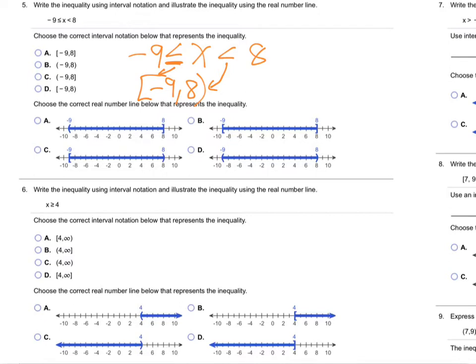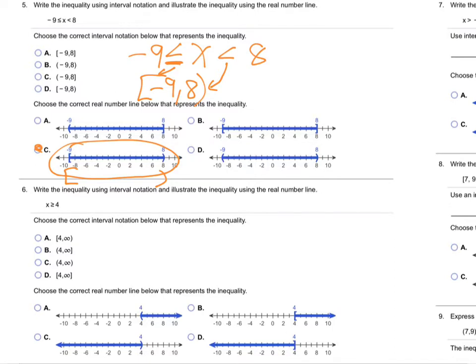All right, and then on the graph, they're pretty small. It's hard to tell. Which one has a bracket on the left and a parenthesis on the right? Oh yeah, it looks like C does. Bracket on the left, parenthesis on the right. That's the only difference.